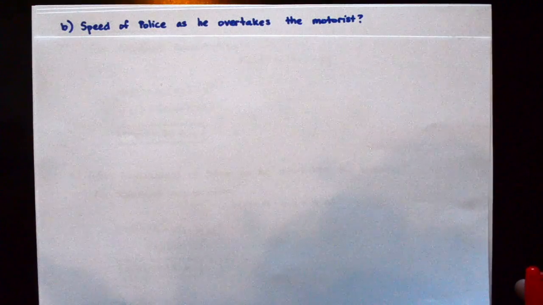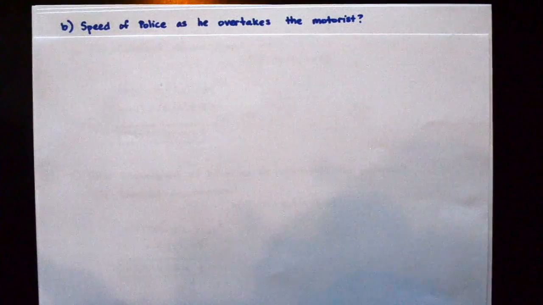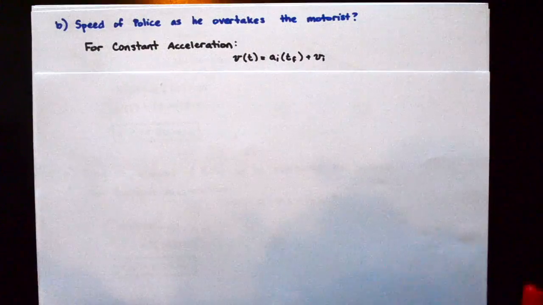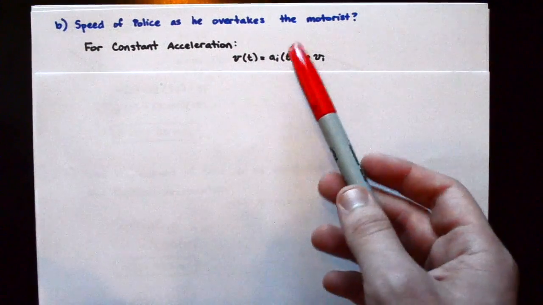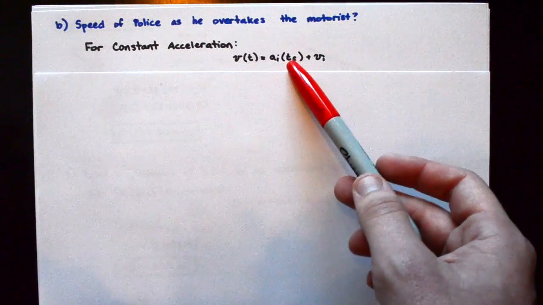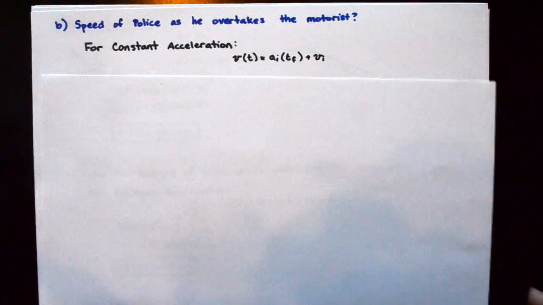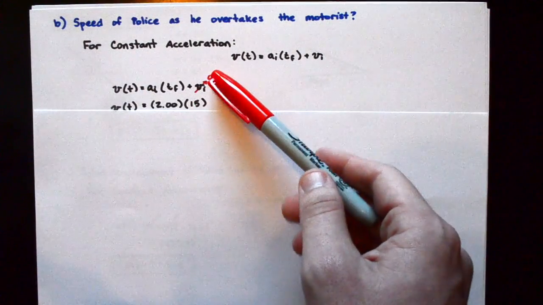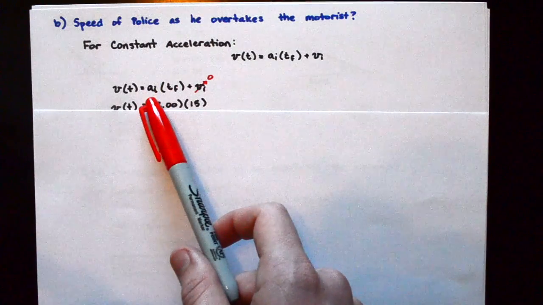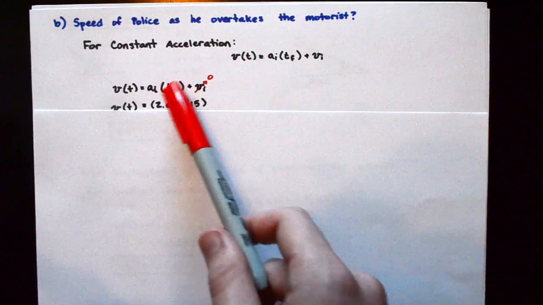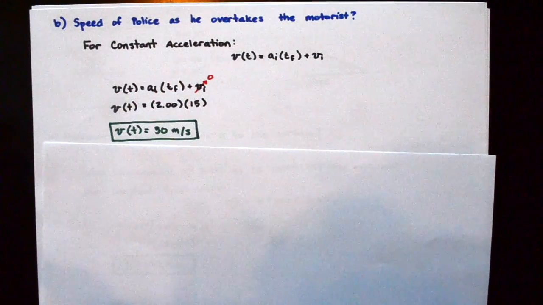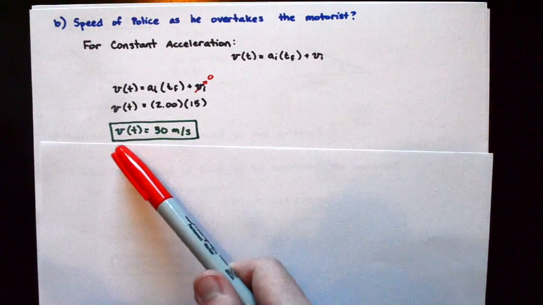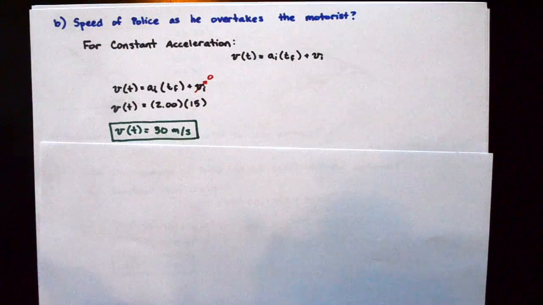For part B, we are looking for the speed of the police officer as he overtakes the motorist. So for constant acceleration, we know to find the velocity at a certain time, it equals the acceleration times the final time plus the initial velocity. So when we plug all that in, we know that the initial velocity is 0, the acceleration is 2, and that the final time is 15. So the velocity, the speed of the officer when he overtakes the motorist is 30 meters per second.